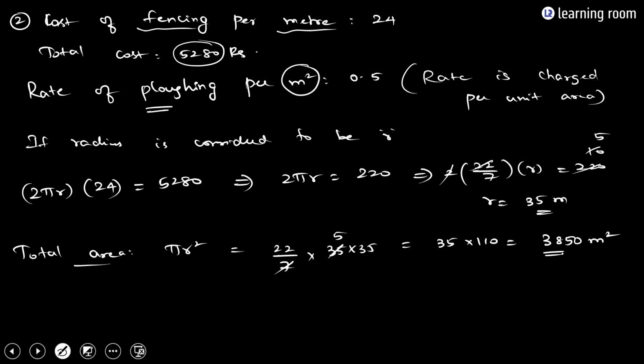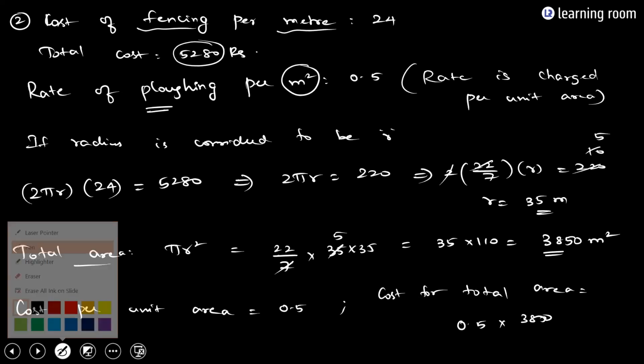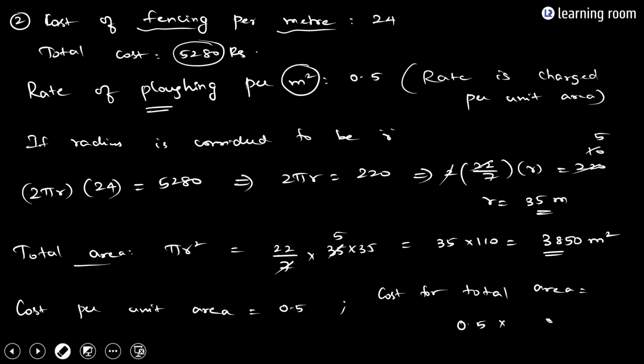Right. So cost per unit area is 0.5. So the cost for total area will be 0.5 multiplied with 3850. Are you guys able to understand the logic? So 0.5 into 3850. So half of this value, how much is it going to be? 1925. Right? It is going to cost 1925 rupees.